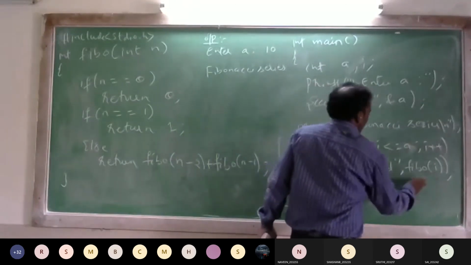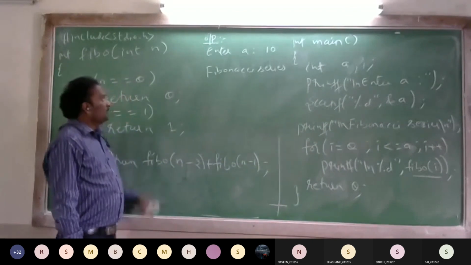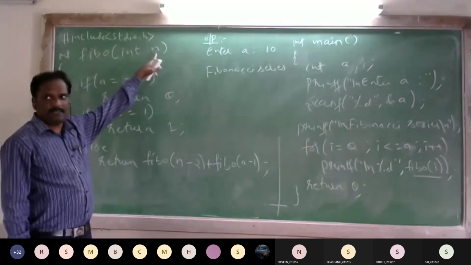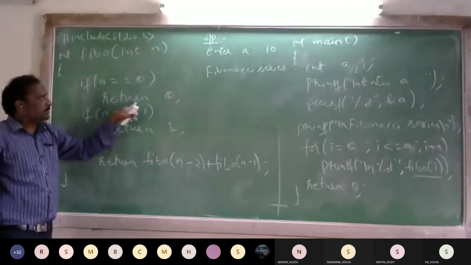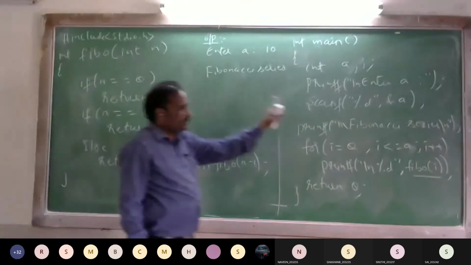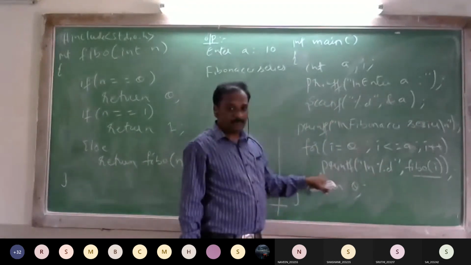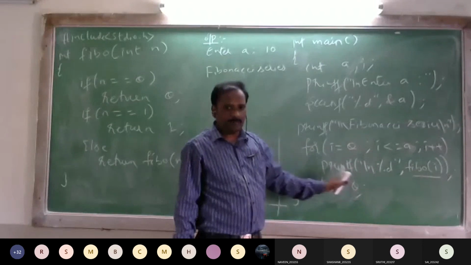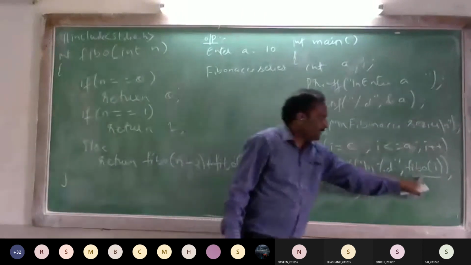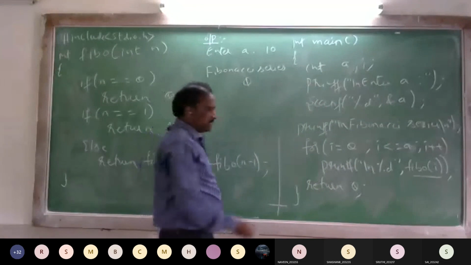Now you are calling the function Fibo. What is the I value? The I value is 0, so the n value will become 0. Now if n is equal to 0, return 0. So 0 comes here. Now what am I doing here? In printf, I am not storing the value 0 in another variable; I am directly printing it. So printf prints the value returned, which is 0.